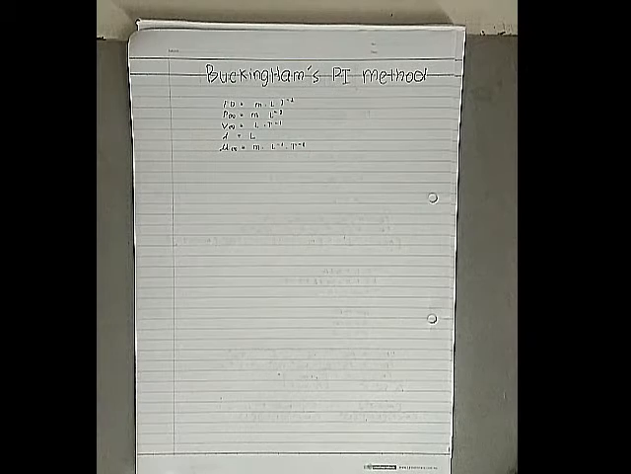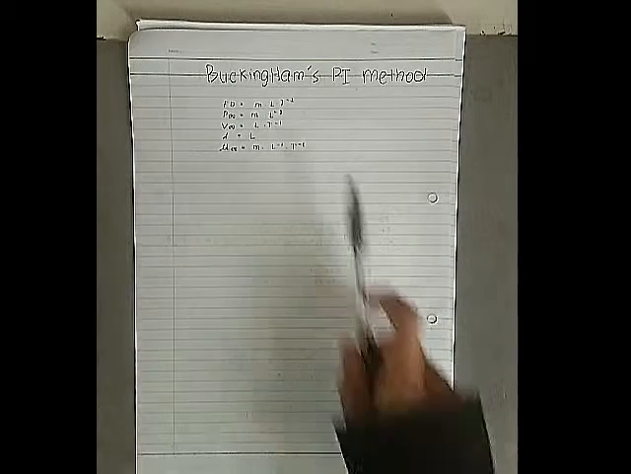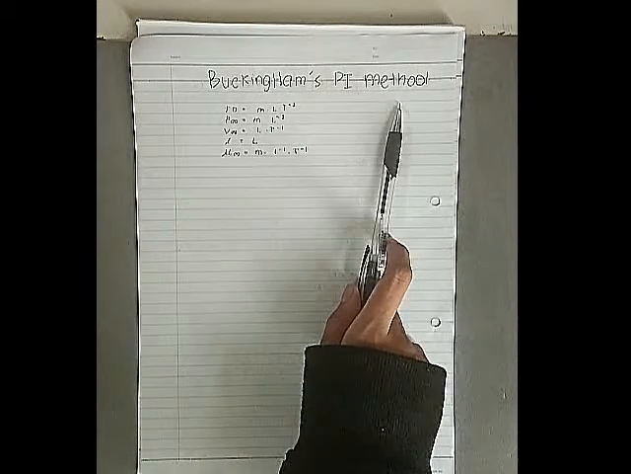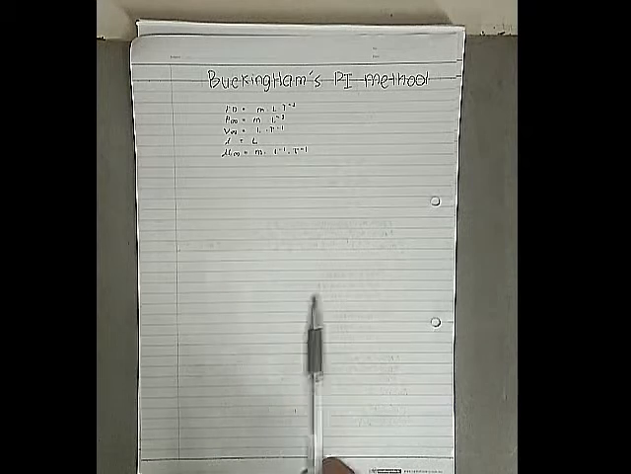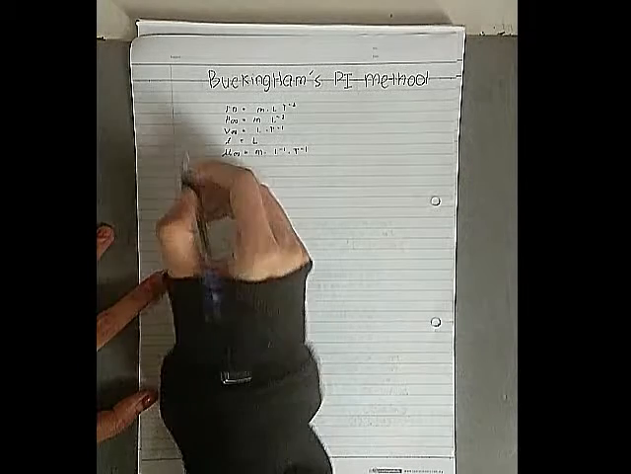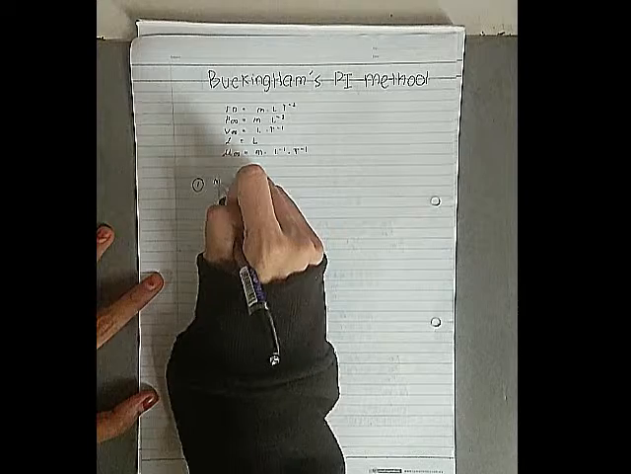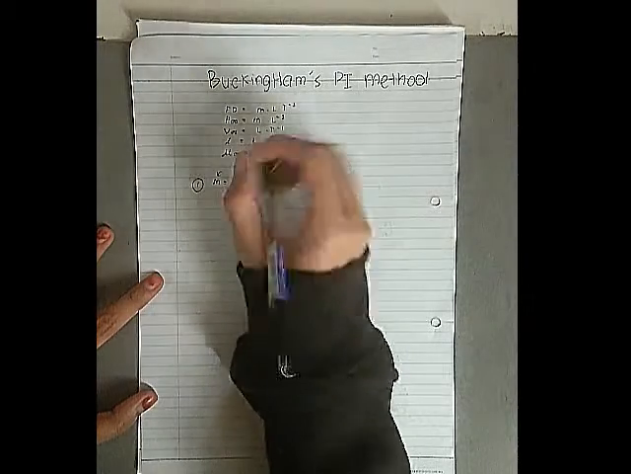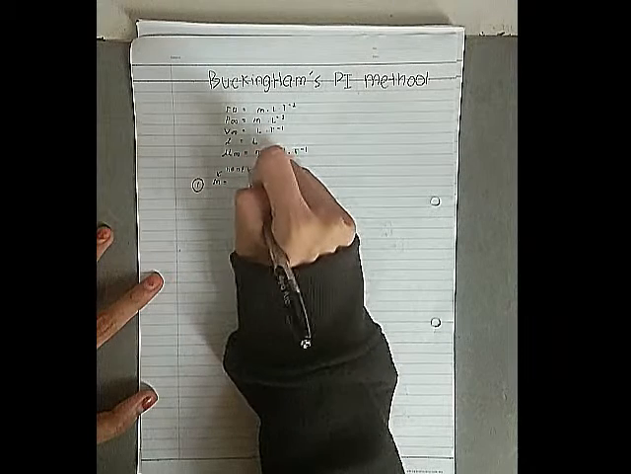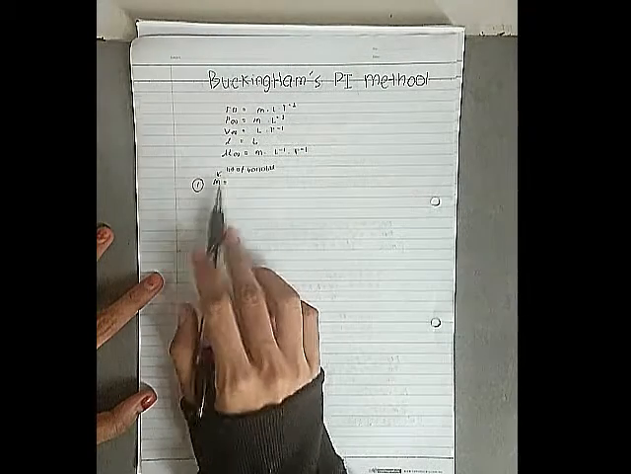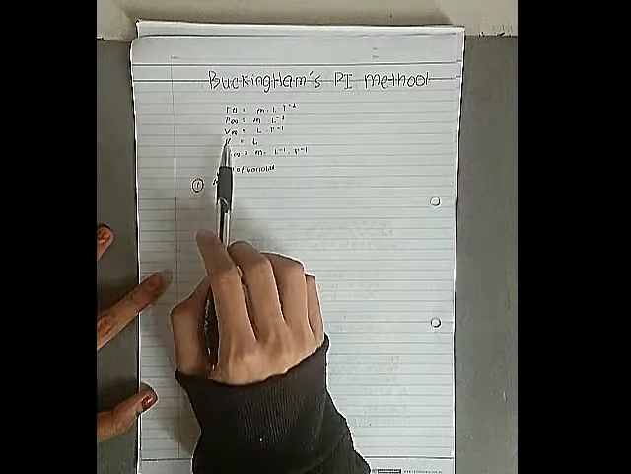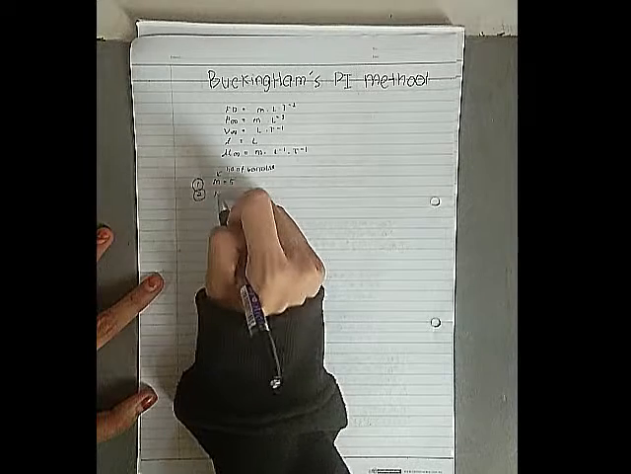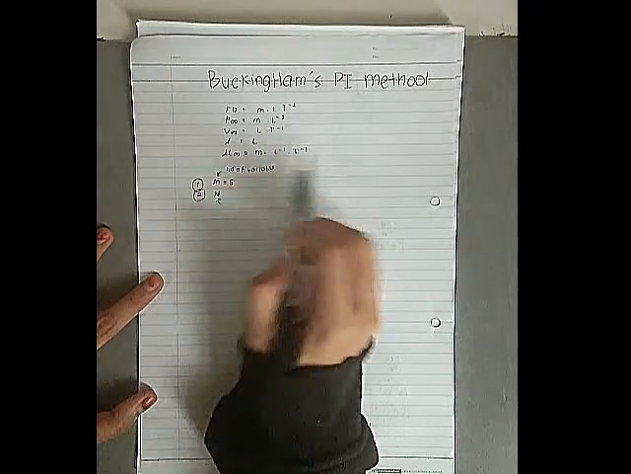We will proceed with Buckingham's pi method. These are the common things that we need to do before doing Buckingham's pi method. First, there are steps. The first step is to determine the number of variables. So the number of variables here is 1, 2, 3, 4, 5. We have 5 variables. The second step is n, which refers to the number of dimensional quantities.